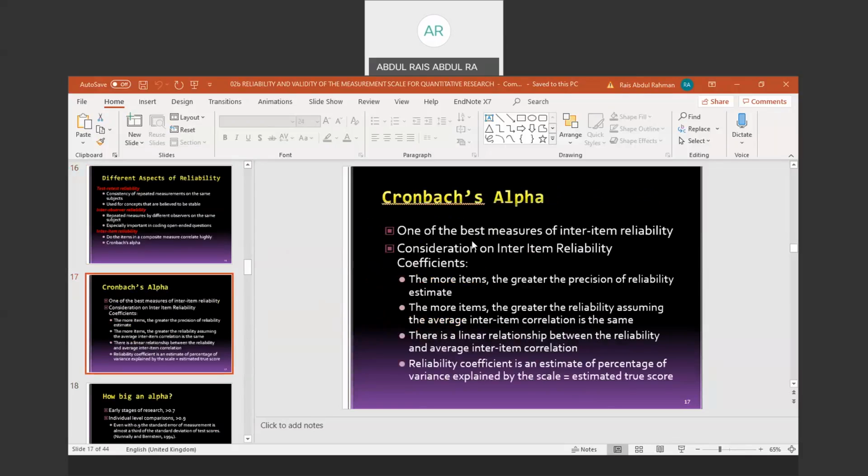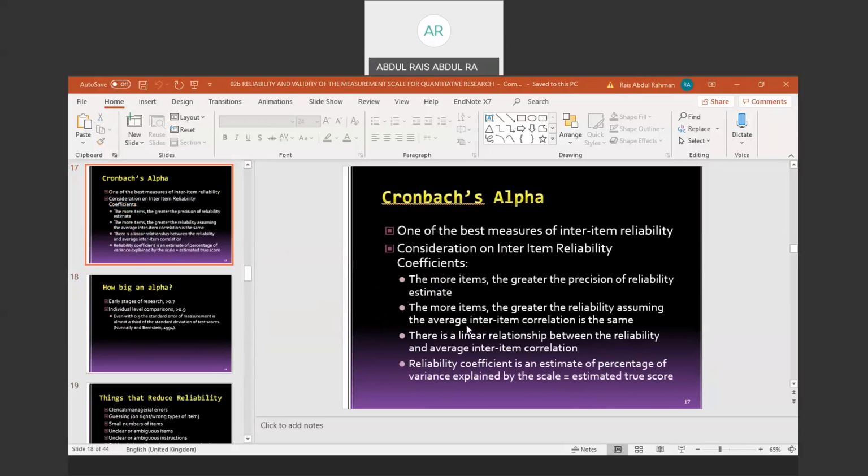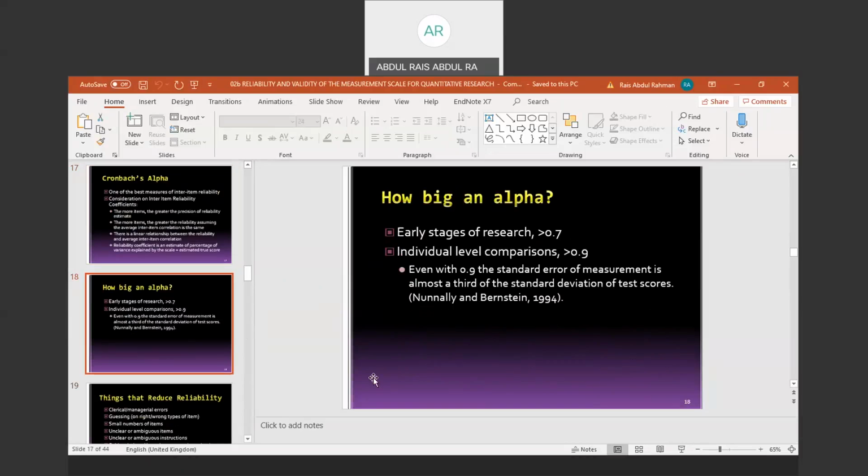Okay, and Cronbach alpha seperti kelas minggu lepas is usually one of the best measures for inter-item reliability. Okay. The more items, the greater the precision of reliability estimate, and the more items, the greater the reliability, assuming that average inter-item correlation is the same. And there is a linear relationship between reliability and average inter-item correlation. All right. Okay. And as I mentioned in last week's class, usually if you get a value of 0.7 for a newly developed questionnaire, it's usually already very good. Okay.